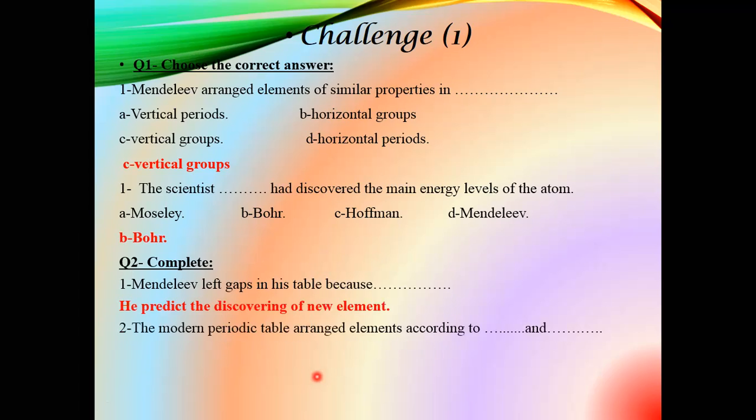Modern periodic table arranged according to، احنا قلنا حاجتين، ايه هما؟ atomic number، خلاص نسينا الـ atomic weight خالص، and the way of filling energy levels with electrons.